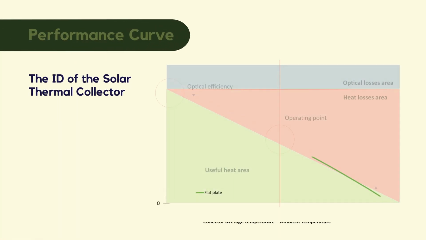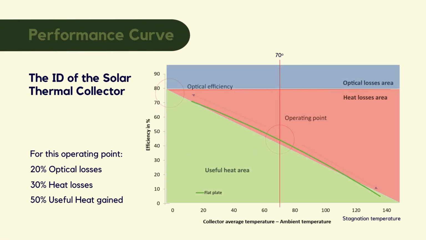The performance curve of a flat plate collector is the so-called ID of the solar thermal collector. On the Y graph axis, we can see the efficiency in percentage, and on the X graph axis, we can see the difference of temperature between the ambient temperature and the collector average temperature in the fluid inside. If this delta T is smaller, we have higher efficiency. When this delta T is high, then we have a lower efficiency.